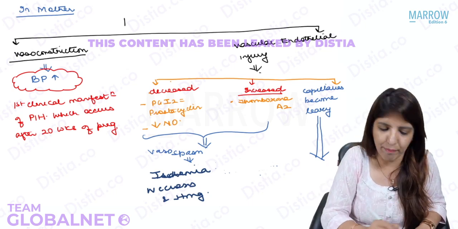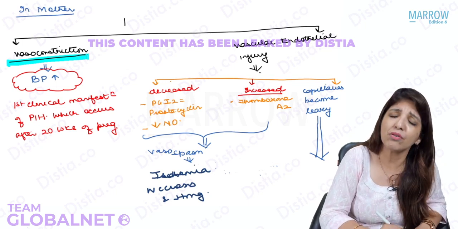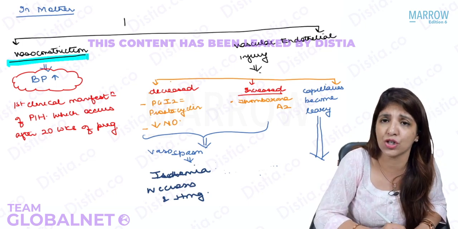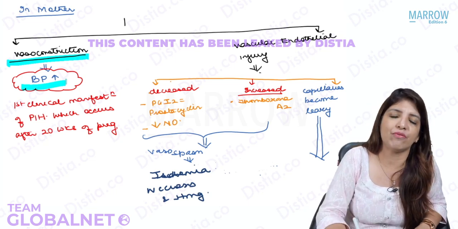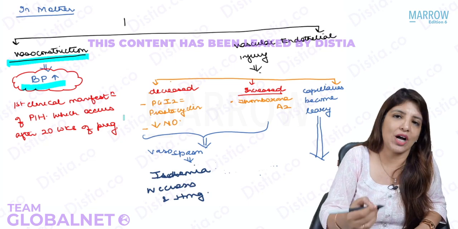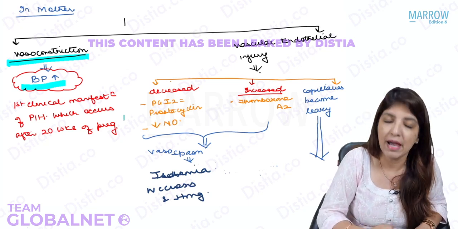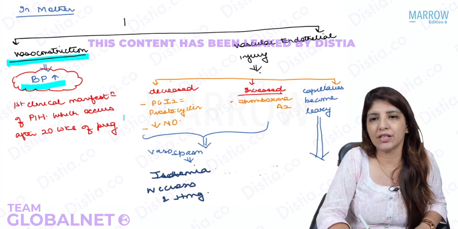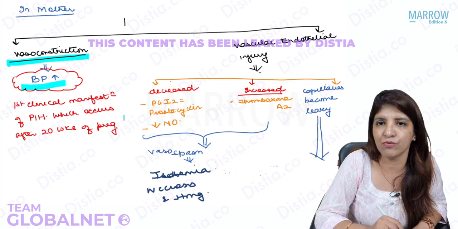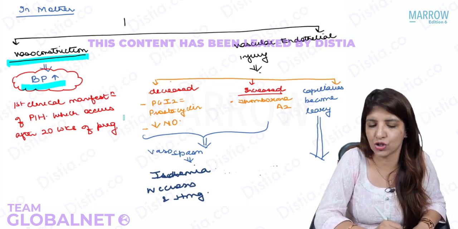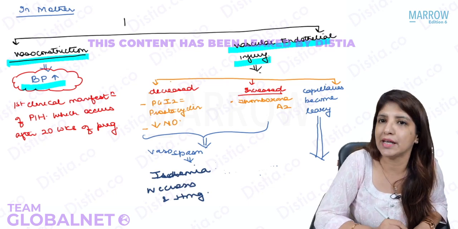two things are going to happen. As I told you, number one, vasoconstriction is going to happen. Right? And because there will be vasoconstriction, the mother's BP will increase. So the first clinical manifestation of PIH, which occurs after 20 weeks of pregnancy, is increase in BP. But it is not going to lead only to vasoconstriction. Because of the oxidative stress and because of vasoconstriction, there will be vascular endothelial injury in the mother.